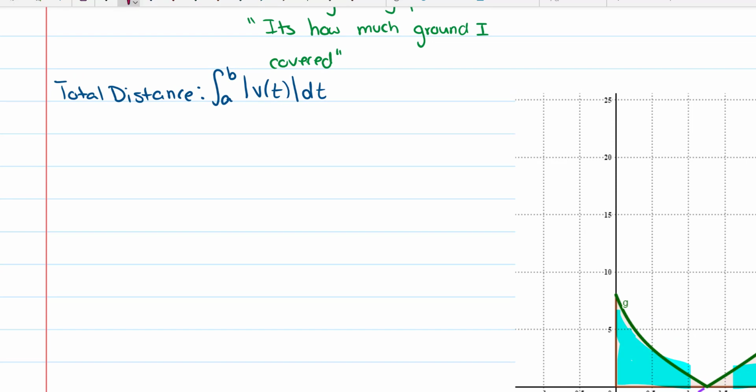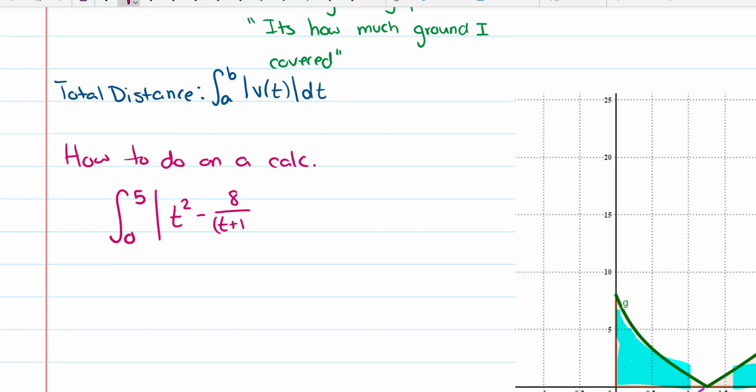So to do this on a calculator, we do the integral from 0 to 5 of the absolute value of (t squared minus 8) divided by (t plus 1) squared dt. And then all you have to do is type that in your calculator using Math 9, and you're going to get 42.586, and that's how much distance our particle covered.